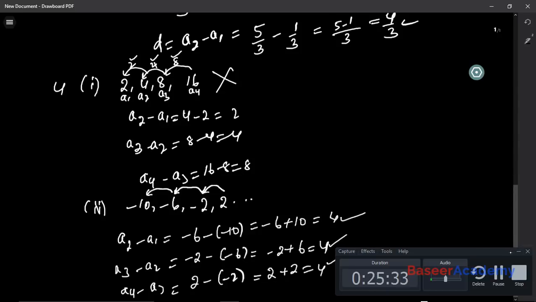When the common difference is the same, we can say that this is an arithmetic progression. So to show that it is an arithmetic progression, we just need to find the common difference. If the common difference is the same, we can say that it's an arithmetic progression.